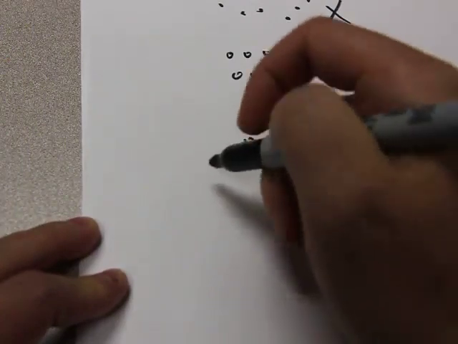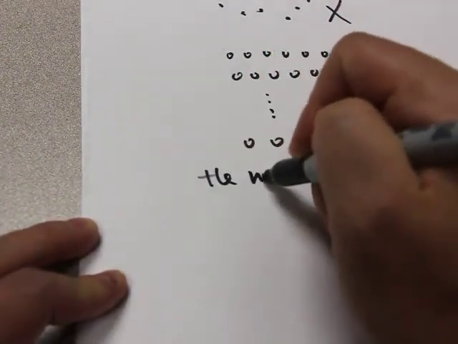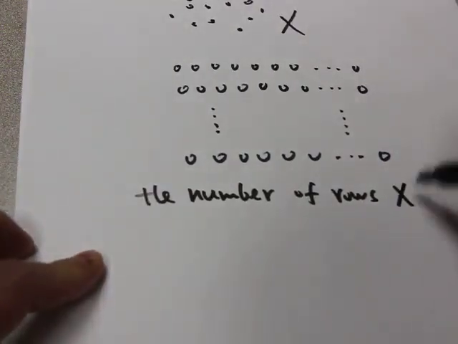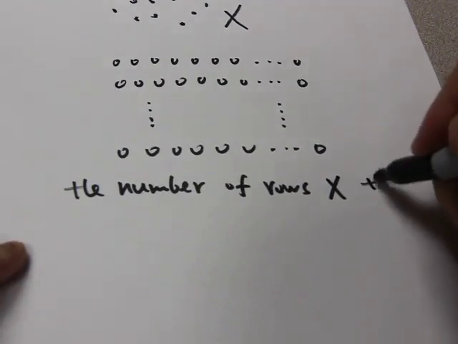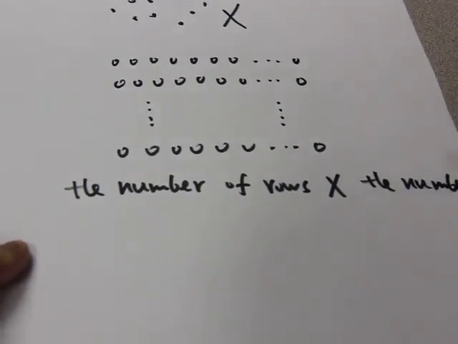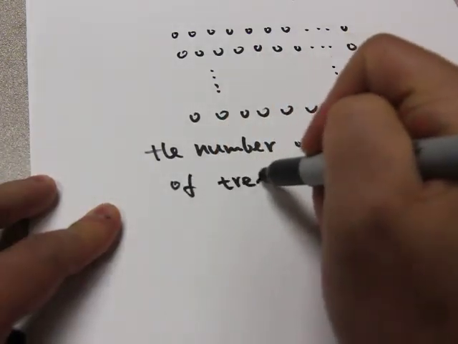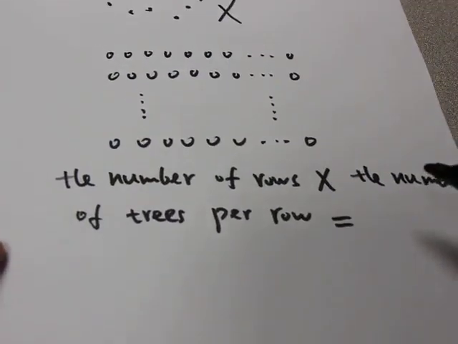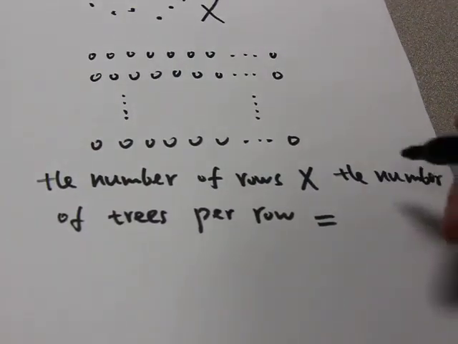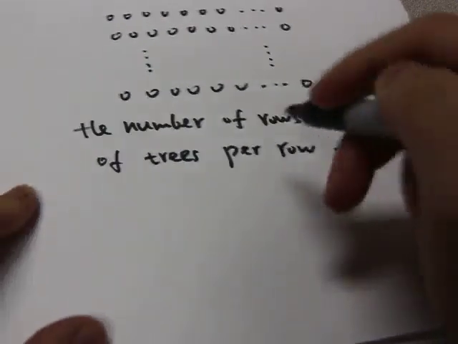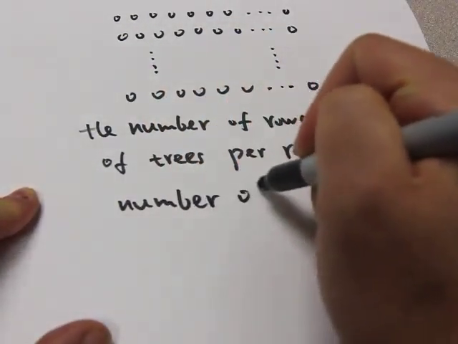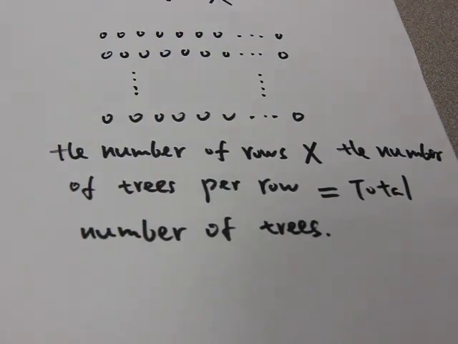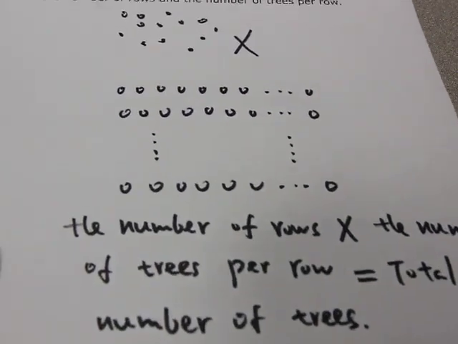So the point is the number of rows, when it is multiplied by the number of trees per row, the result is going to be the total number of trees. Alright. So once we understand this, let's go back to this problem.